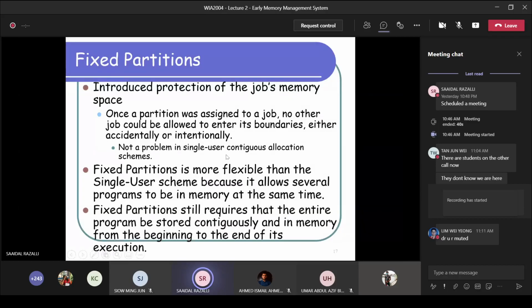It is not a problem in the single user continuous allocation scheme. Single user is just like one job at a time, regardless of small or big. Fixed partition is more flexible than the single user scheme because it allows several programs to be in memory at the same time. So it was the first scheme to support multi-programming or multitasking. Fixed partition still requires that the entire program be stored contiguously in memory from the beginning to the end of execution.